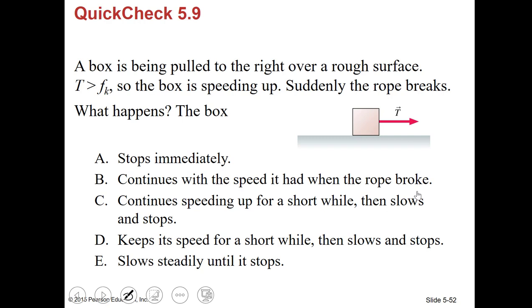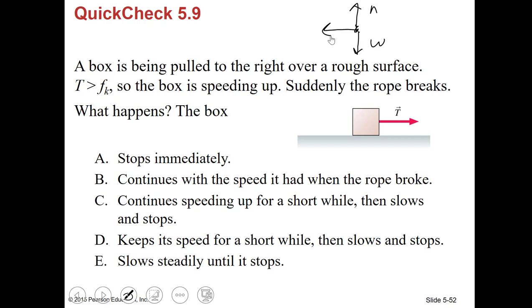Okay, here's another quick check we can take a look at. A box is being pulled to the right over a rough surface. So the tension is bigger than kinetic friction, so the box is speeding up. Suddenly, the rope breaks. What happens? So you're pulling it along just fine. The rope breaks. What's going to happen? Let's look at the free body diagram of this. So this is the free body diagram after it breaks. Normal force, weight, those are equal to each other.